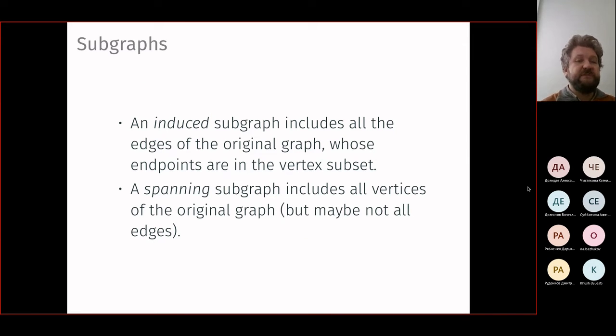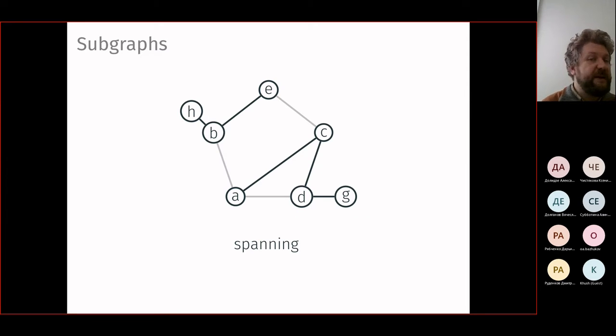And there is a dual notion of a spanning subgraph, which includes all vertices of the original graph, but may lack some edges. So this is a spanning subgraph, we kept all the vertices, we removed some edges. This is an induced subgraph, we just took vertices. And this is neither.